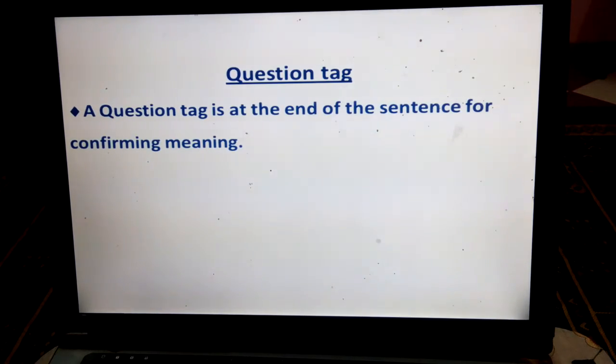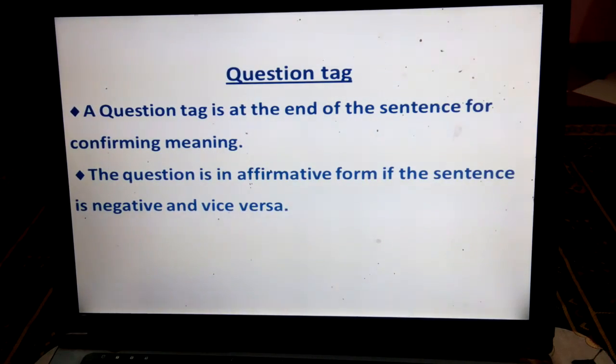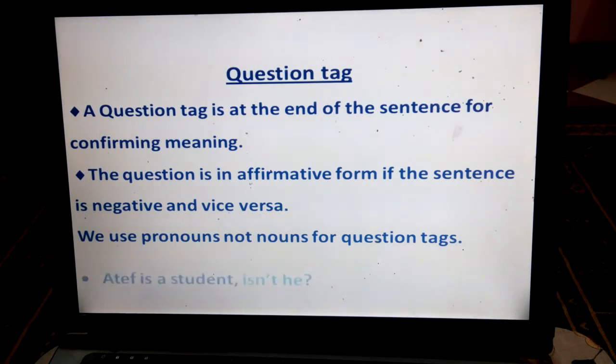Question tag. Question tag is at the end of the sentence for confirming meaning. في نهاية الجملة بنلاقي عبارة عن سؤال قصير والهدف منه اسمه السؤال المزيل تأكيد المعنى. The question is in affirmative form if the sentence is negative and vice versa. Question بيكون affirmative مثبت لو الجملة negative منفية والعكس صحيح. We use pronouns and not nouns for the question tags. نستخدم pronouns بدل من الnouns.